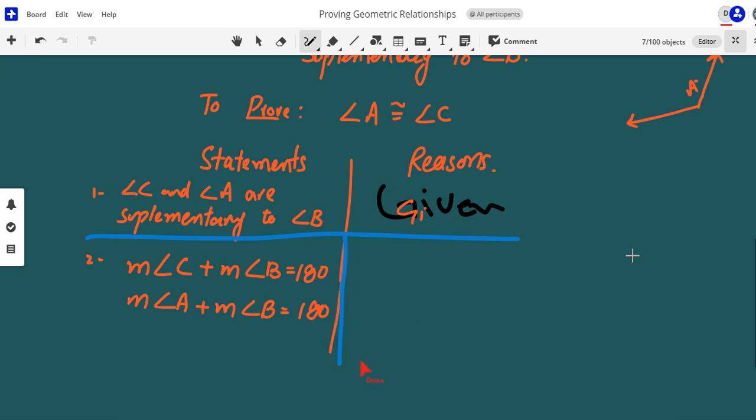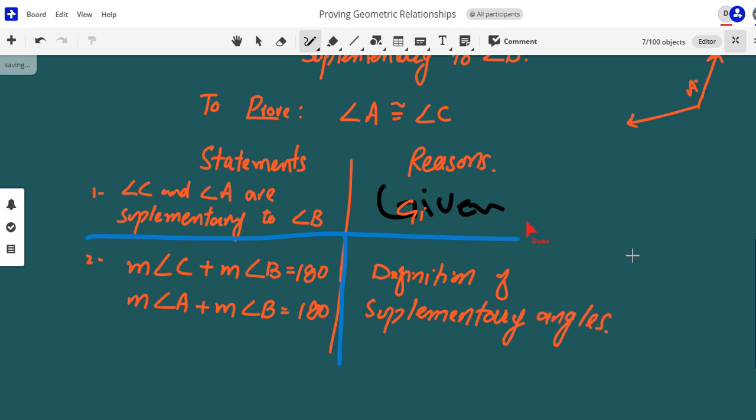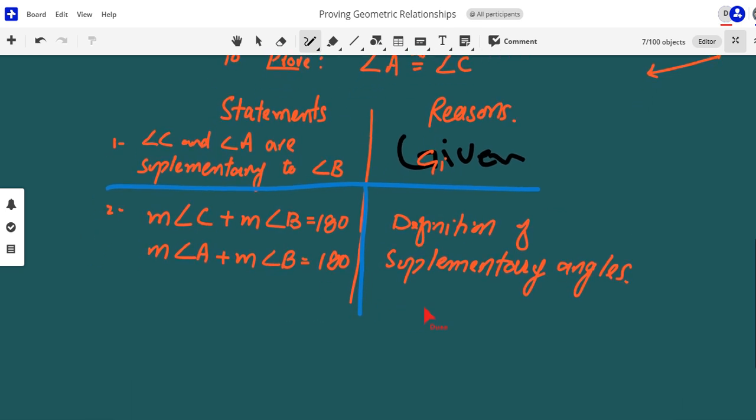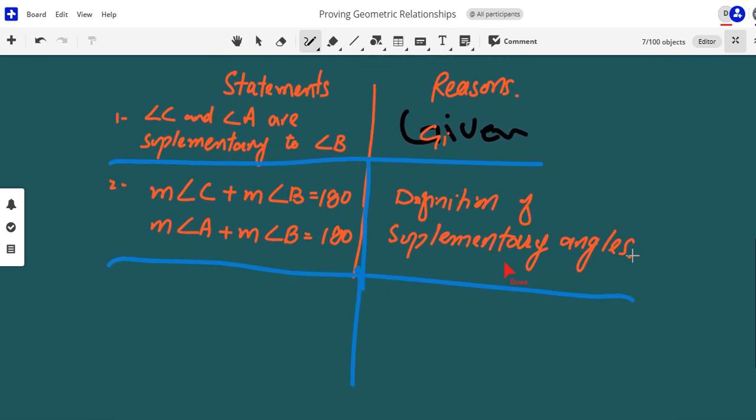How can I get that? By the definition of supplementary angles. Is it clear? Okay.